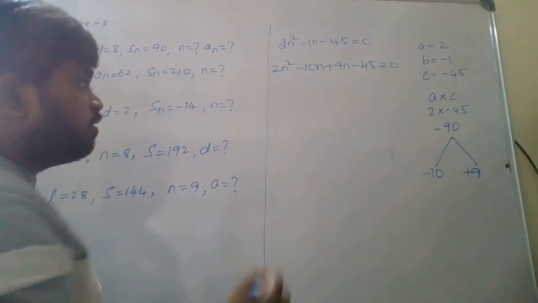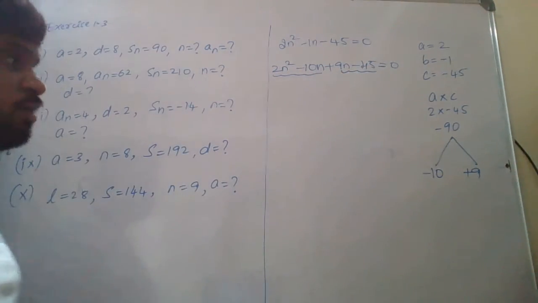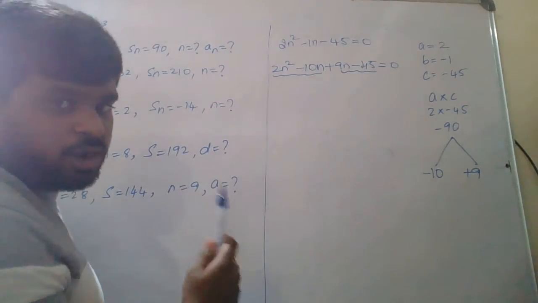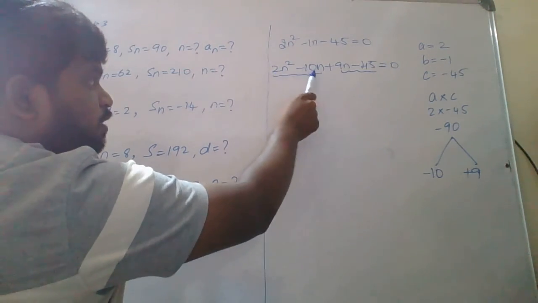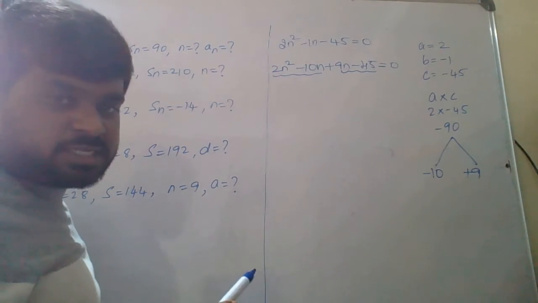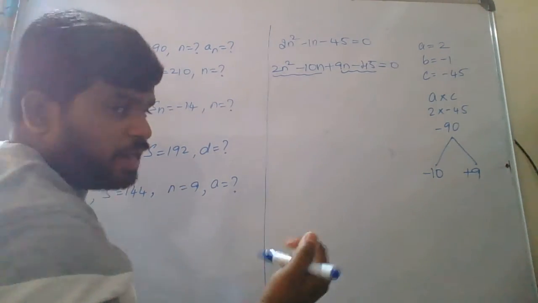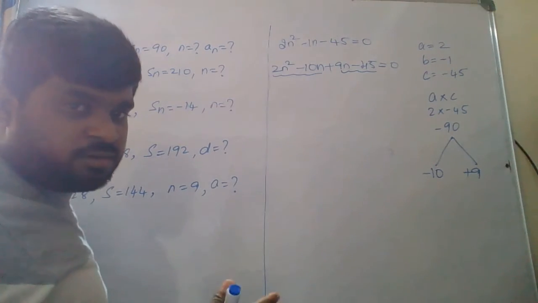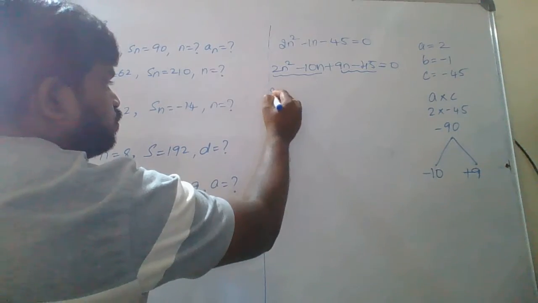Now, between the first two, you must take common. Between the next two, you must take common. Now, first, how do you take common? Look at the numbers. Here we have got 2. Here we have got 10. Which is the highest number that divides both 2 and 10? It is 2. There are other numbers also. 1 divides both. But which is the highest number? The highest number is 2.